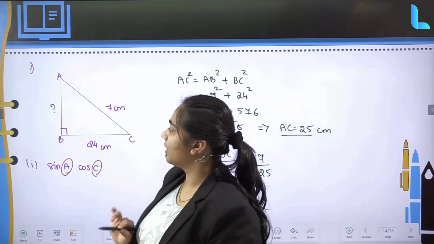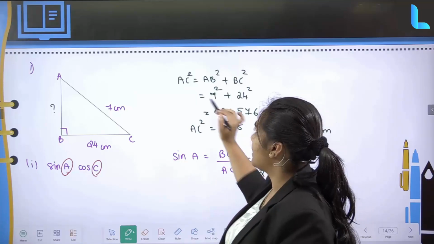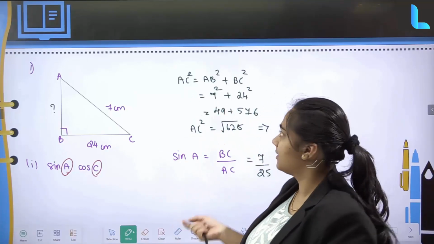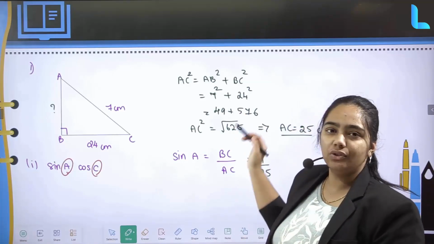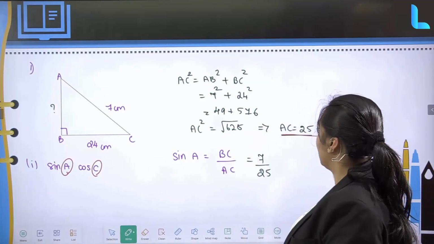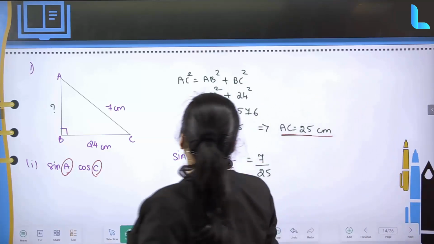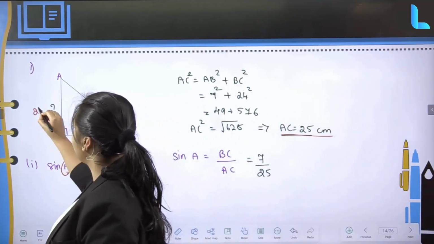First let's find out what AB is going to be. See, it is very simple. You can use the Pythagoras theorem, that is AC square is equal to AB square plus BC square. Once you put in the values for everything, you will get the value of AC, and the value of AC I've got is 25 centimeter.